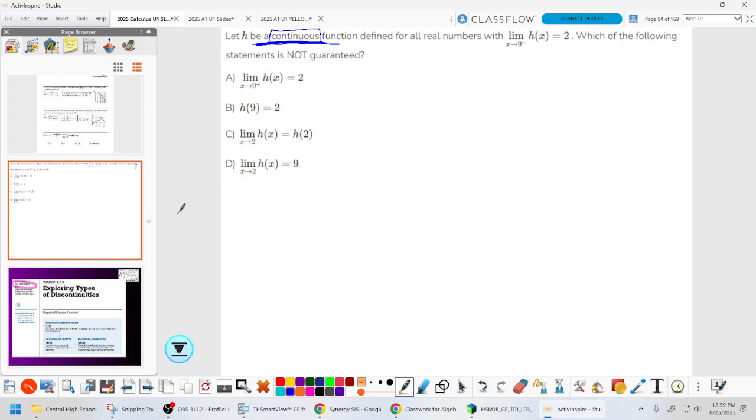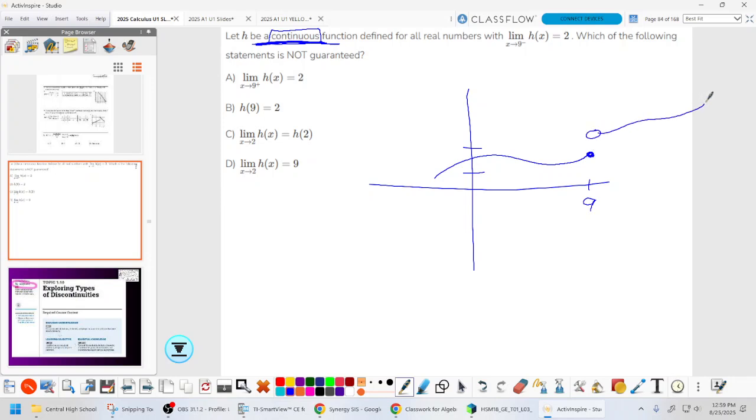So it says limit as x approaches 9 from the left is 2. So I'm just going to sketch out some rough points here. So coming in from the left, this thing could do something like that, right? So far, that's all we know. But because it says continuous, what does that mean about the rest of the graph? Like, could I have this happen? Okay, so we know that doesn't happen.